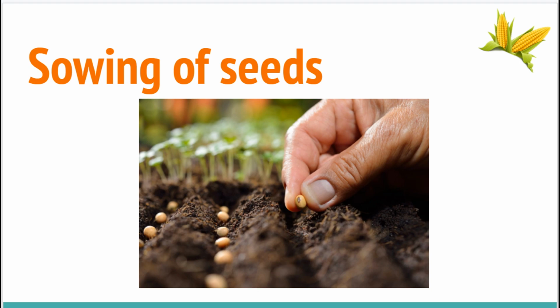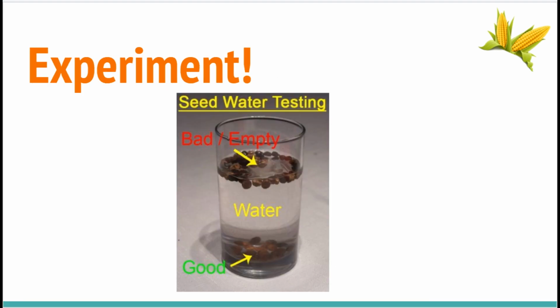A simple experiment we can do with the help of the seeds and a beaker. If we put a beaker half filled with water, put the seeds in it and wait for some time, we will see that the damaged seeds float above the water level and the good quality seeds are found at the bottom of the beaker. This shows that the good quality seeds are present at the bottom of the beaker, which are ready to be sown.